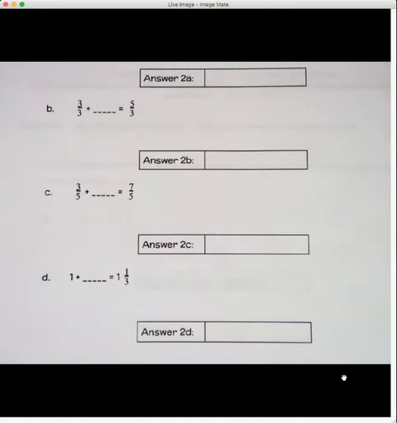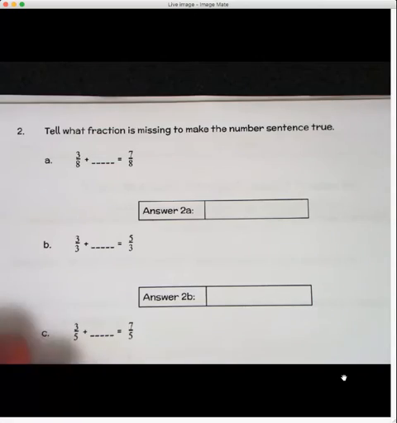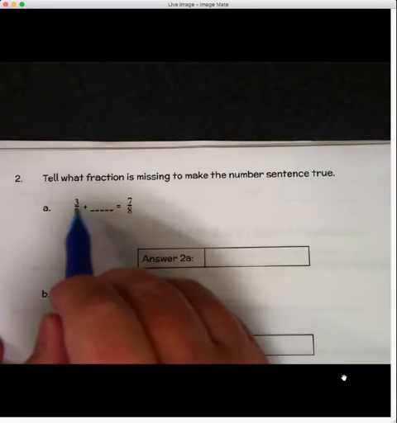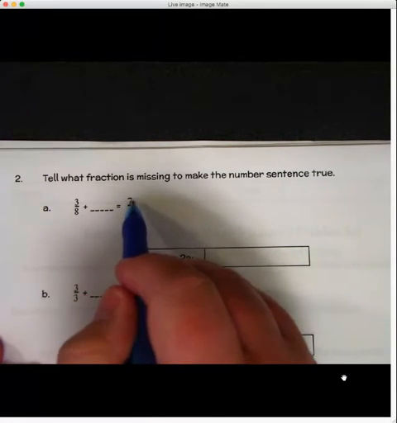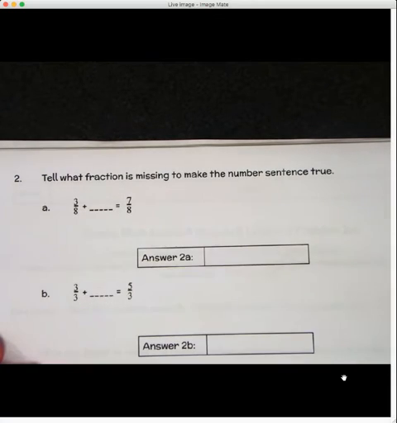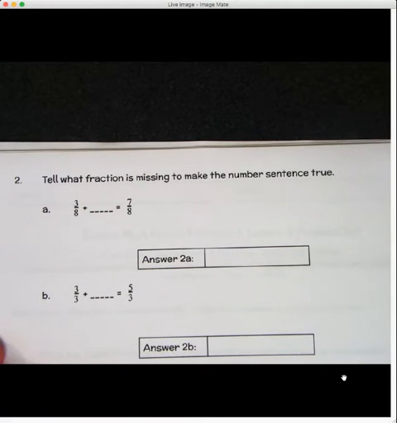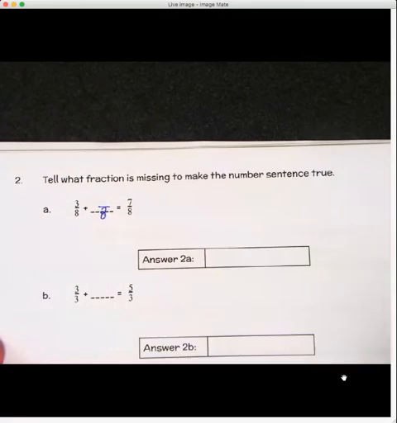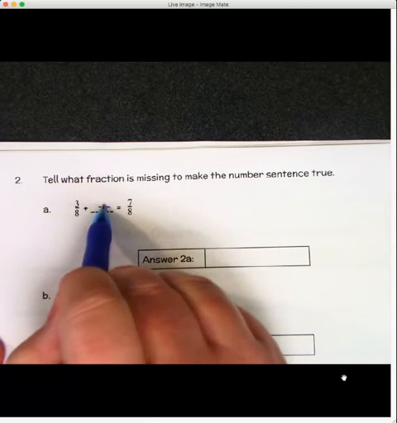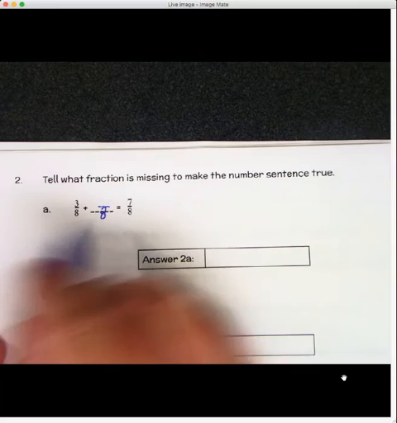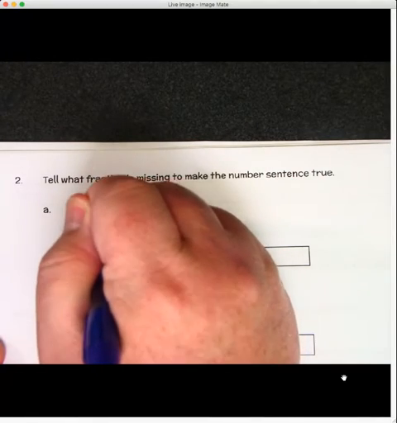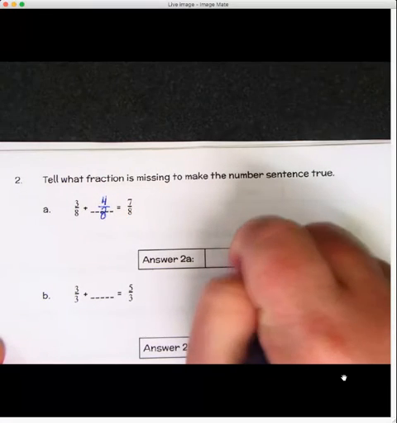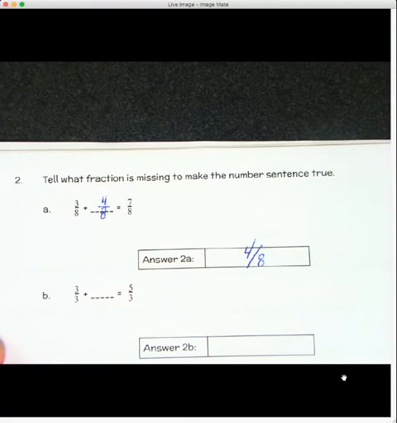All right, let's look at this next few here together. Now on this, it's kind of the opposite of what we were doing yesterday. Yesterday, we're going 3/8 plus 1/8 plus 2/8 equals whatever. Today, we're trying to figure out what's missing. And so this is just simple addition. All you have to do on these, I like to draw it in there and think, 3 plus what equals 7? Well, 3 plus 4 equals 7. So 3/8 plus 4/8 equals 7/8. So our answer is going to be 4/8.